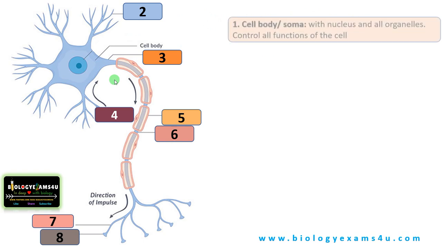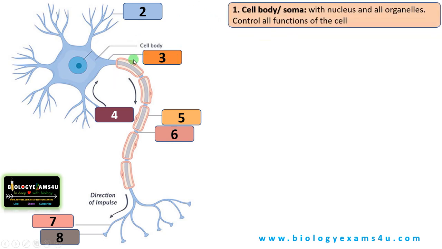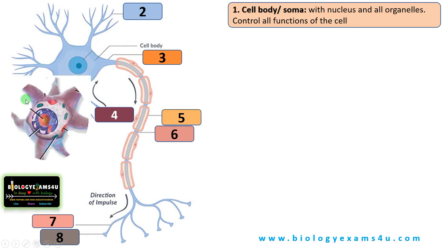Let's begin with the cell body. The cell body is also called the soma. It contains the nucleus and all other organelles. It controls all functions of the cell. Let us zoom in on the cell body. As you see, there are all organelles like mitochondria, endoplasmic reticulum, then the nucleus, and it synthesizes all proteins that are required for the normal functioning of the cell.